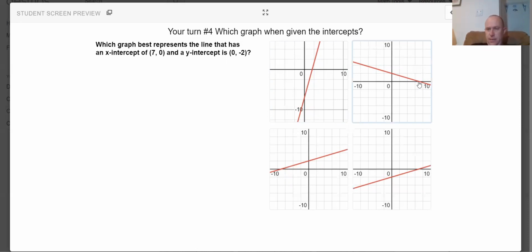This one's fairly close to 10, so I can believe this is 7. But notice the y-intercept is positive here, whereas this says negative. So I'm going to ignore that one too. This doesn't go anywhere near 7, so I'm going to avoid this one. So I think it's this one here. It certainly looks like it's between 0 and 10. That looks like it goes through at 7.